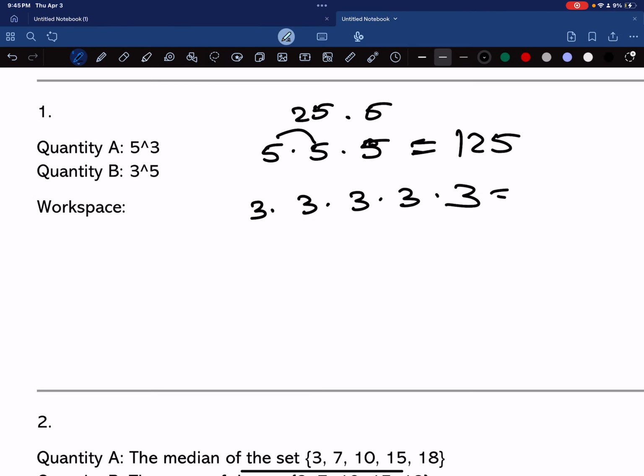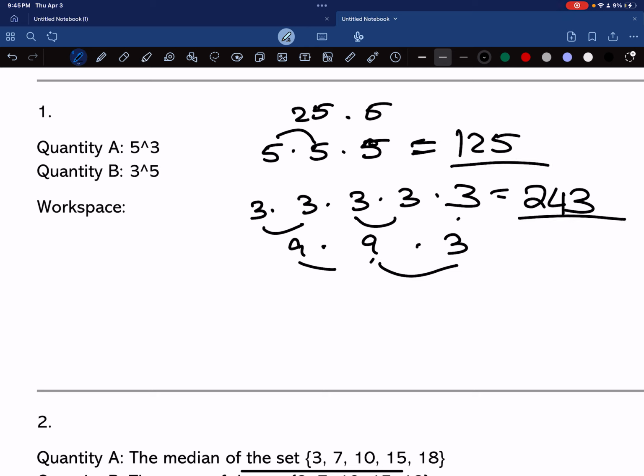And this other one here, 3 times 3 times 3 times. You just break it up into parts and just solve. You get 81 times 3, which is 243. And we get that 243 is greater than 125. So quantity B is greater, which means B is the answer.